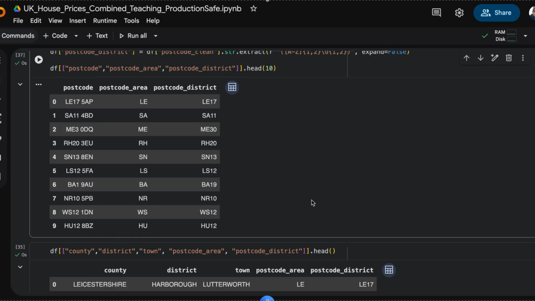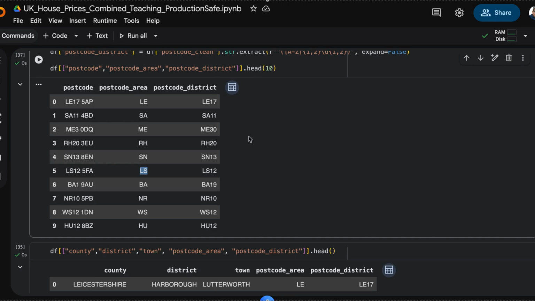Now we extract the postcode area. The postcode area corresponds to the first one or two letters. For example, S, W, B, M, L, and so on. The postcode area represents a broad geographic region. It captures city level or regional information. This dramatically reduces cardinality while retaining macro location signal.